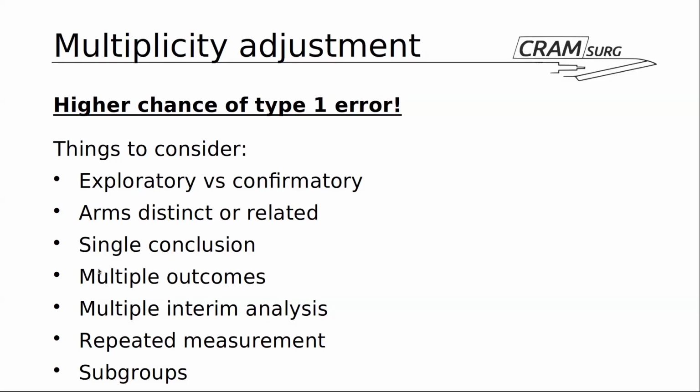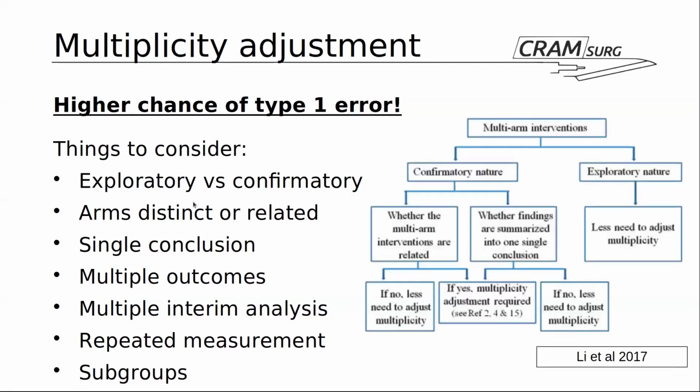If multiple outcomes are considered all at the same time, again, you need to adjust for that. Multiple interim analyses also affect that, as well as repeated measures of the same outcome in time. And the more subgroups you've got, the more tests you run, the more likely you are to find a false result. So all these things are important to consider when you're reading a paper that describes a multi-arm intervention. And this comes from a paper from 2017 and tries to make you consider when it is really important to consider multiplicity as an issue and as a source of false positive results.